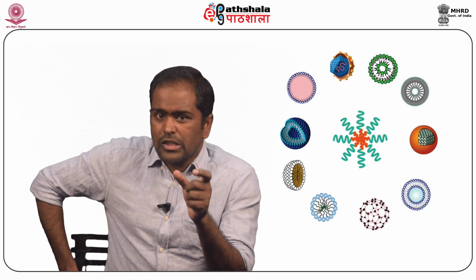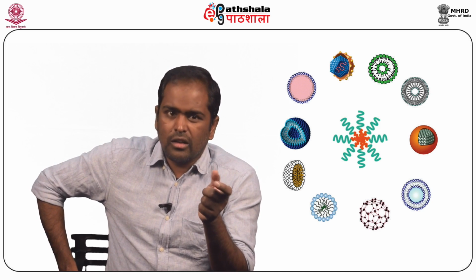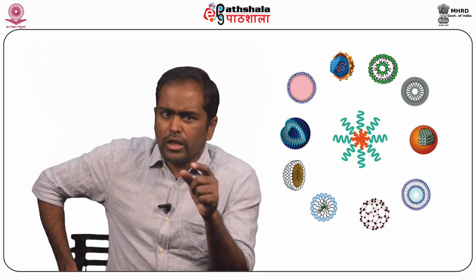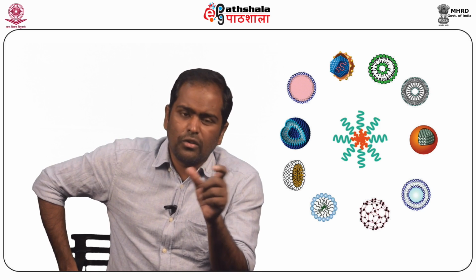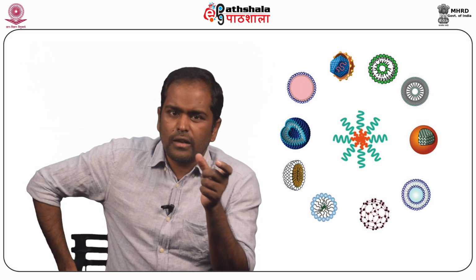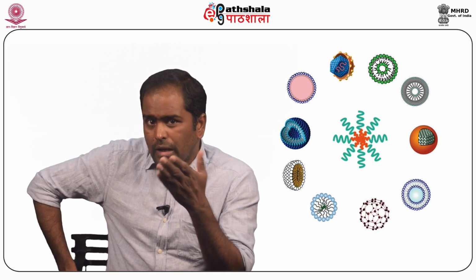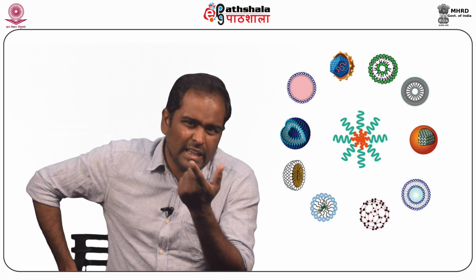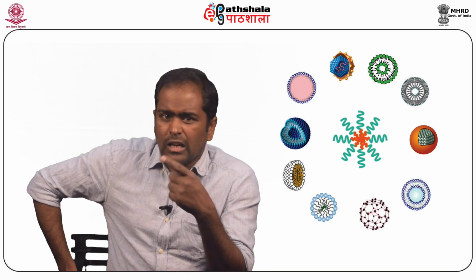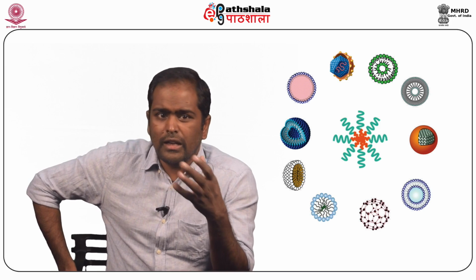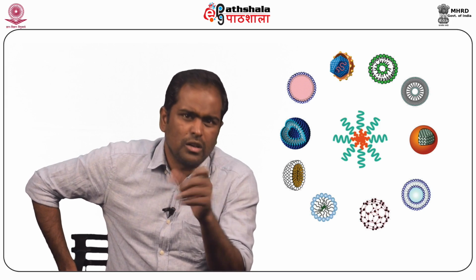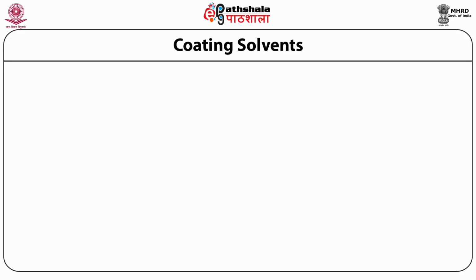Examples of such coating solvents are water, which is aqueous based, methanol and ethanol, which are co-solvent in nature with water, purely alcoholic in nature, isopropyl alcohol, and some other organic solvents like acetone, ethyl acetate, carbon tetrachloride, cyclohexane, methylene chloride. These are commonly used as a coating solvent.